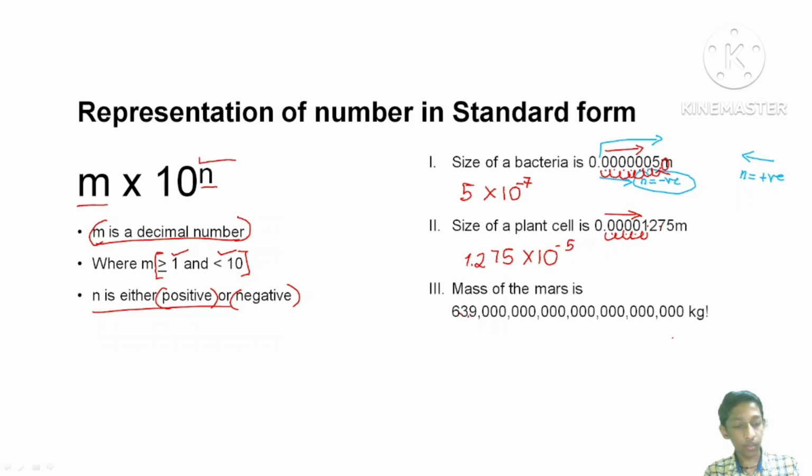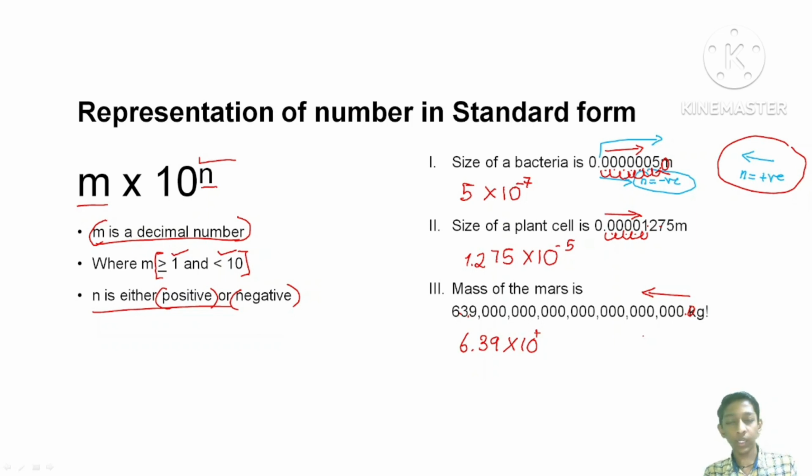But since there is no decimal point in the number, let's put a decimal point at the end of the digits, .0. Now the decimal point has to move from right to left to change it into standard form. If a decimal point moves from right to left, then the exponent will be positive. Now let's write the value of m. Value of m is 6.39 into 10 raised to the power of positive n.